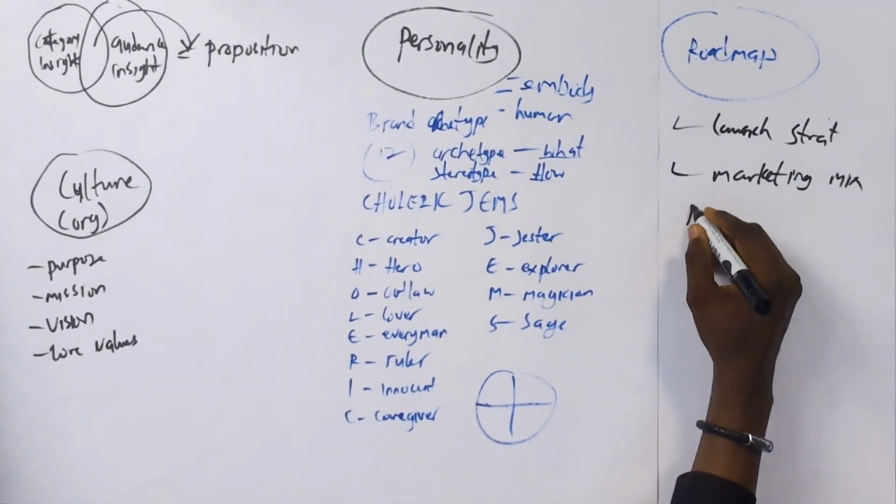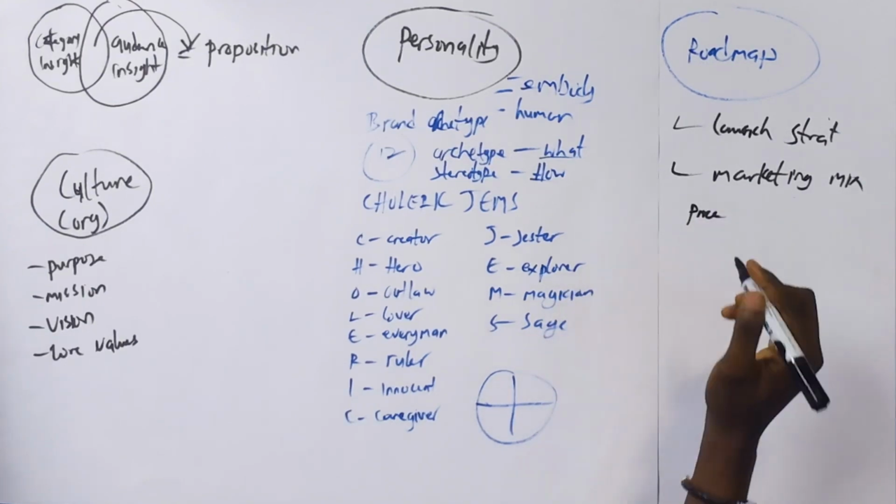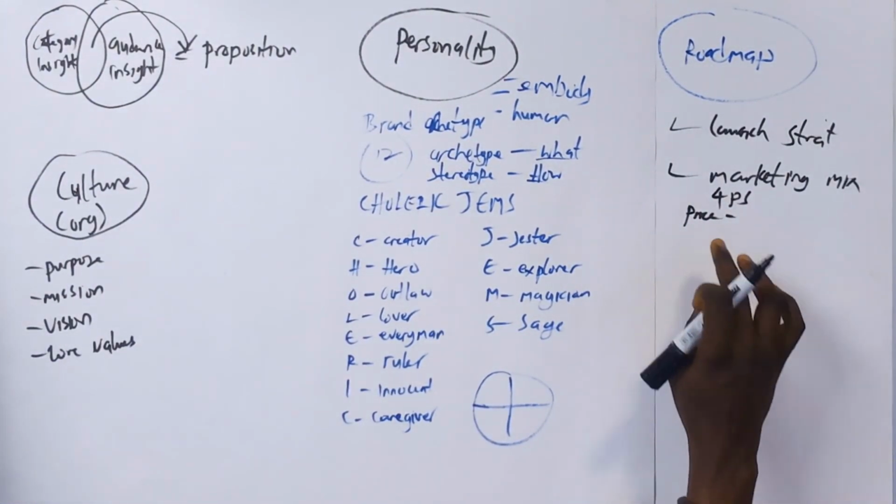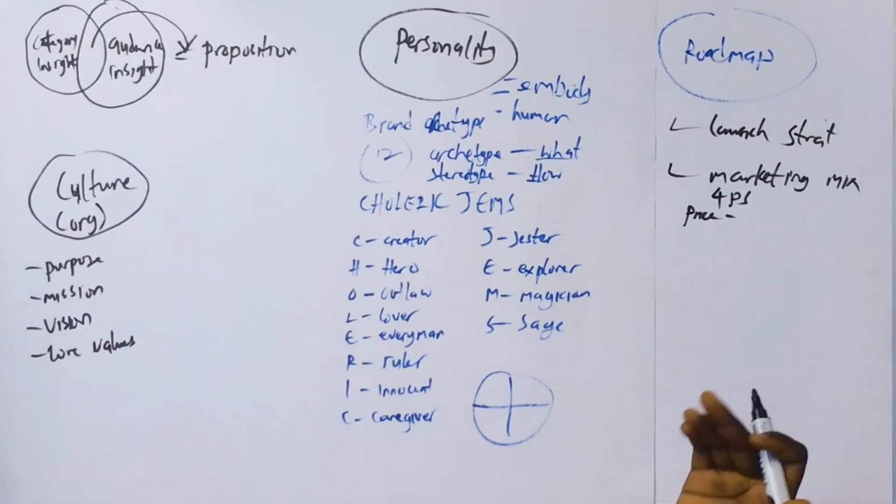And the marketing mix, you're talking about the 4 P's of marketing. We're talking about price. How are we going to be pricing our product or services? That is going to determine if people are going to patronize us or not.